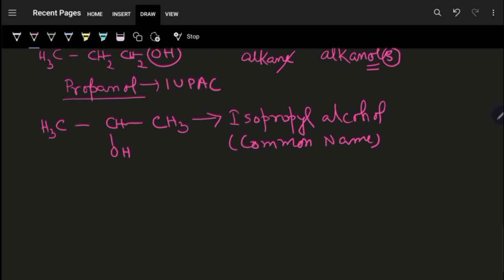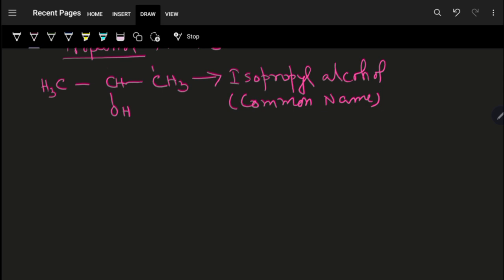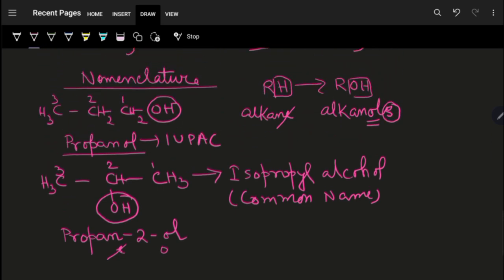Now, what will be the IUPAC name of this compound? Left or right, you can start numbering from any side. On both sides you will get the OH at position 2. So the IUPAC name is propan, I will not write propane, the E is dropped, 2-ol. Propan-2-ol. Moreover, keep in mind there are two vowels here, E and O, both vowels facing each other, so E is dropped. This way you can see what I said, that alkanes are named as alkanols.